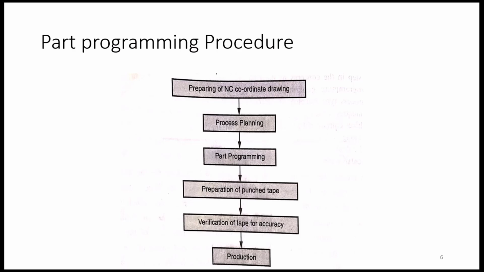Then there is process planning. Process planning means deciding which operation is going to happen first. Firstly drilling might happen, or maybe turning or taper turning. So you are setting the sequence of all those operations. That is called process planning. And then you will decide the part programming, because whenever you write the program, you need to first mention which operation you want to do first.